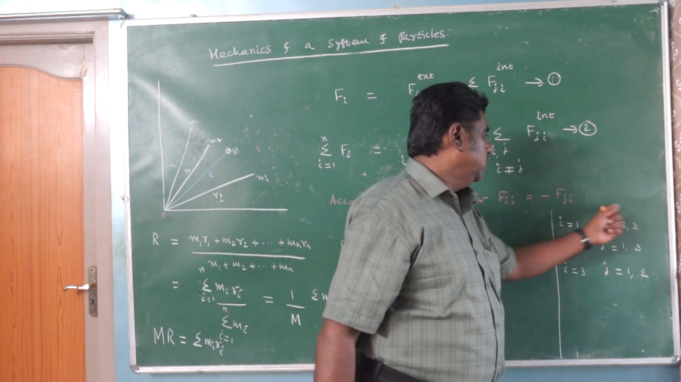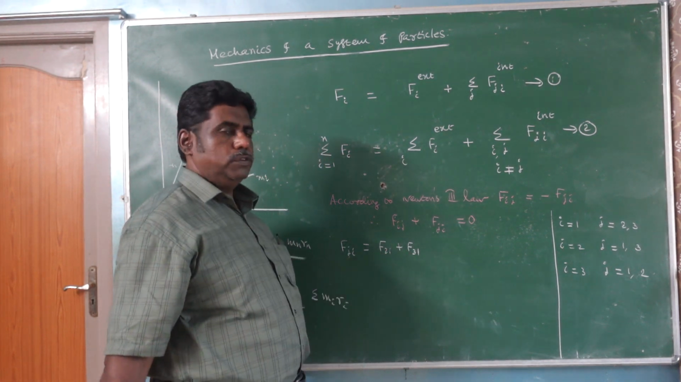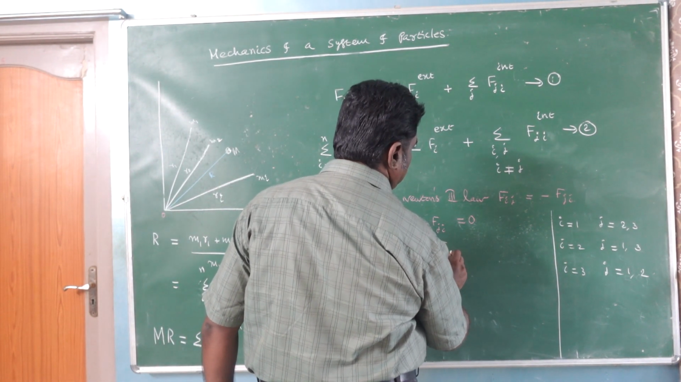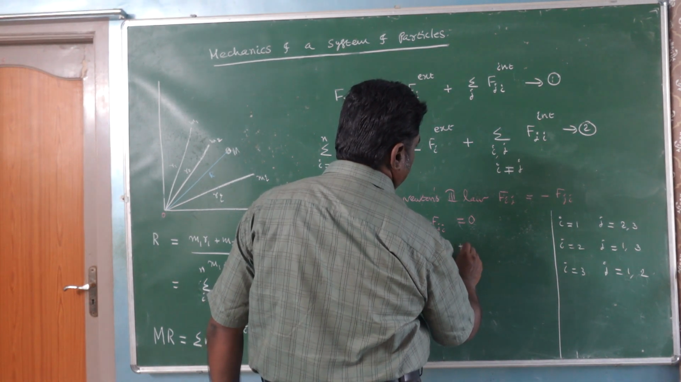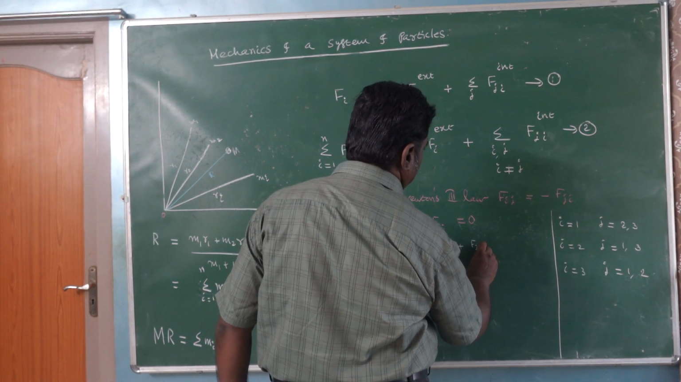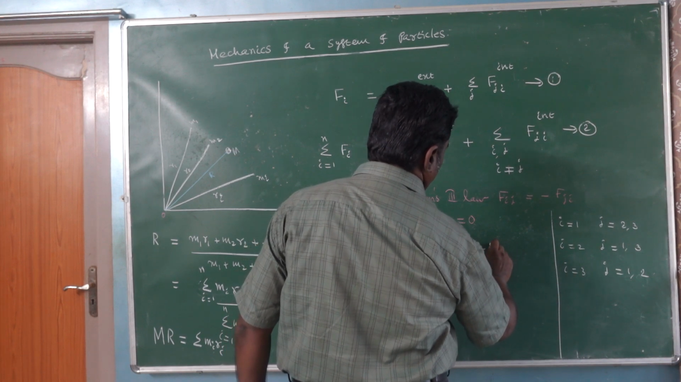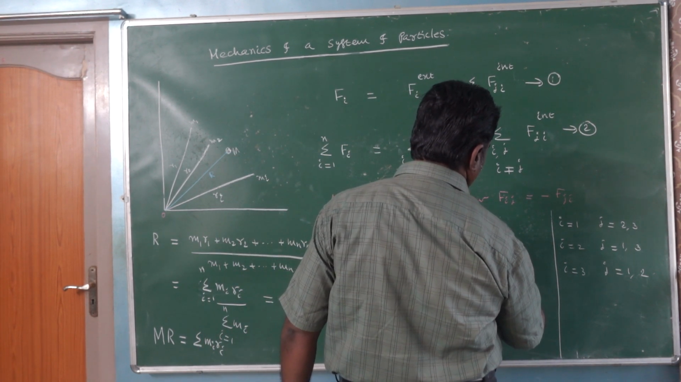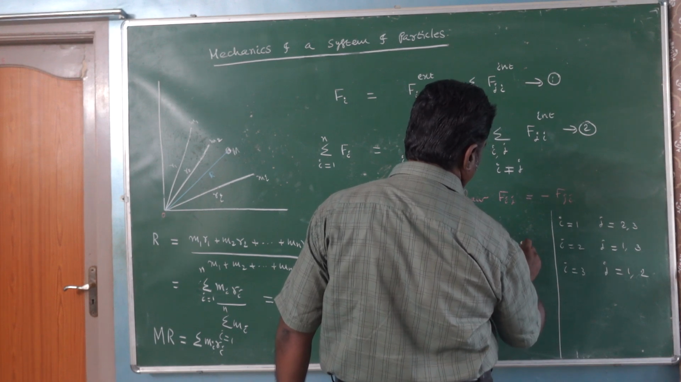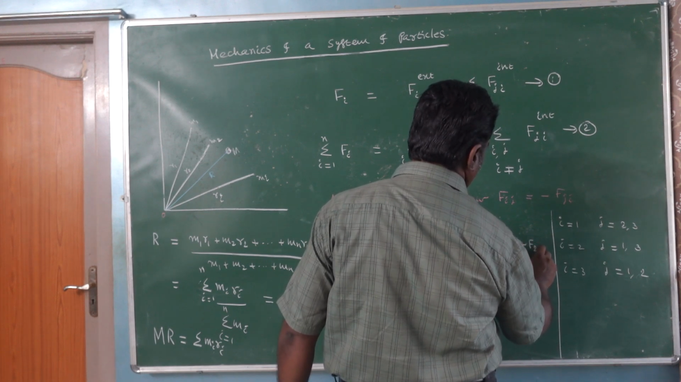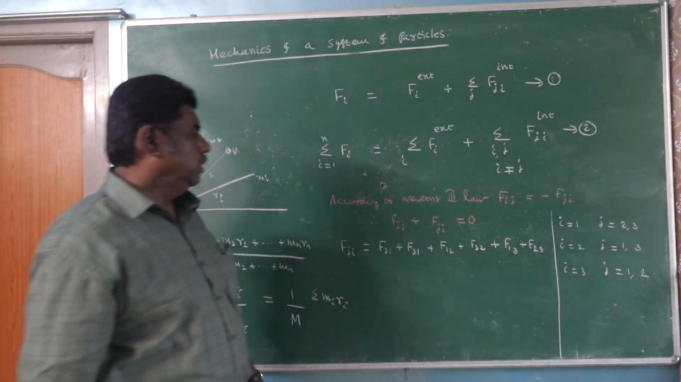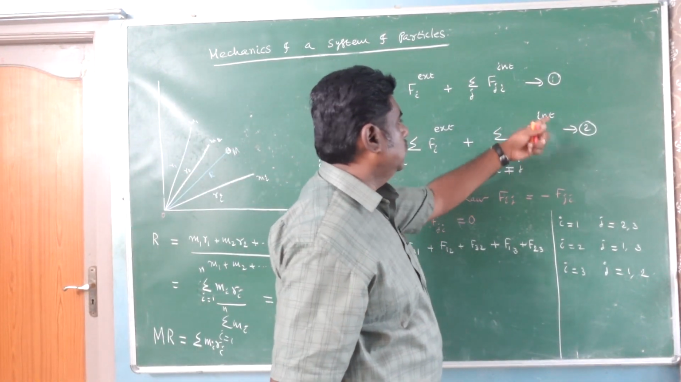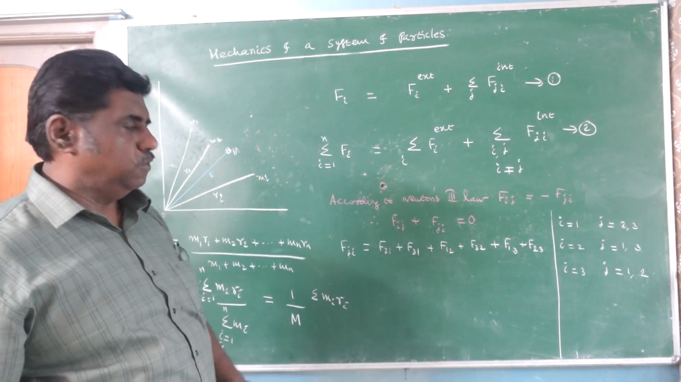For this possibility, we may get 2 forces. And consider the second, F12 plus F32. Then for the last case, F13 plus F23. These are the 6 possible forces contributing to the second term, that is internal force term.